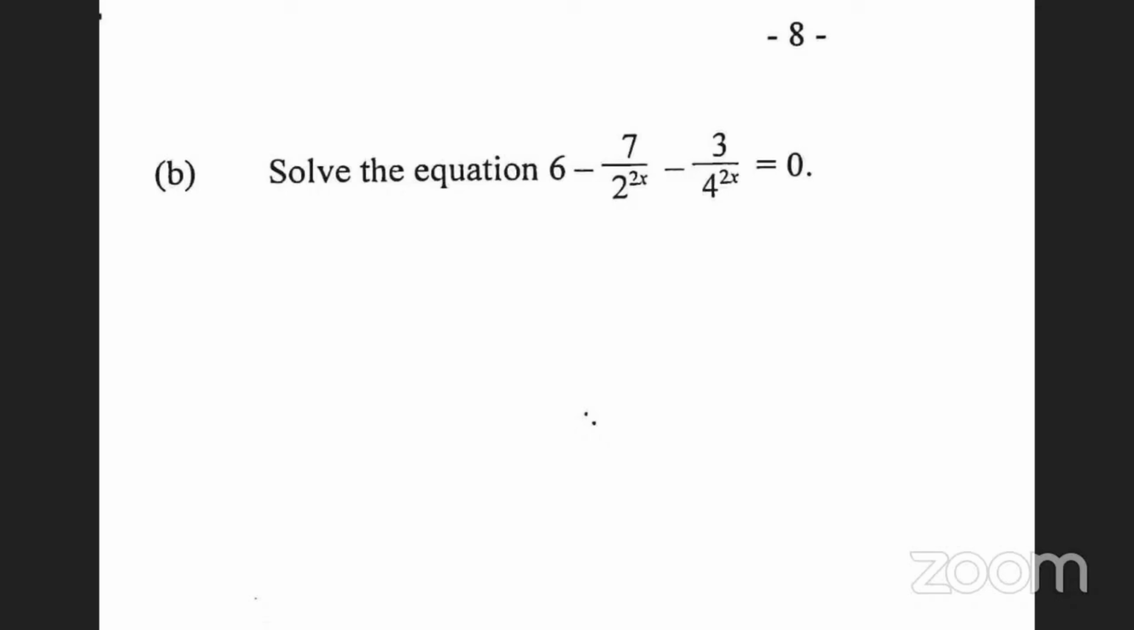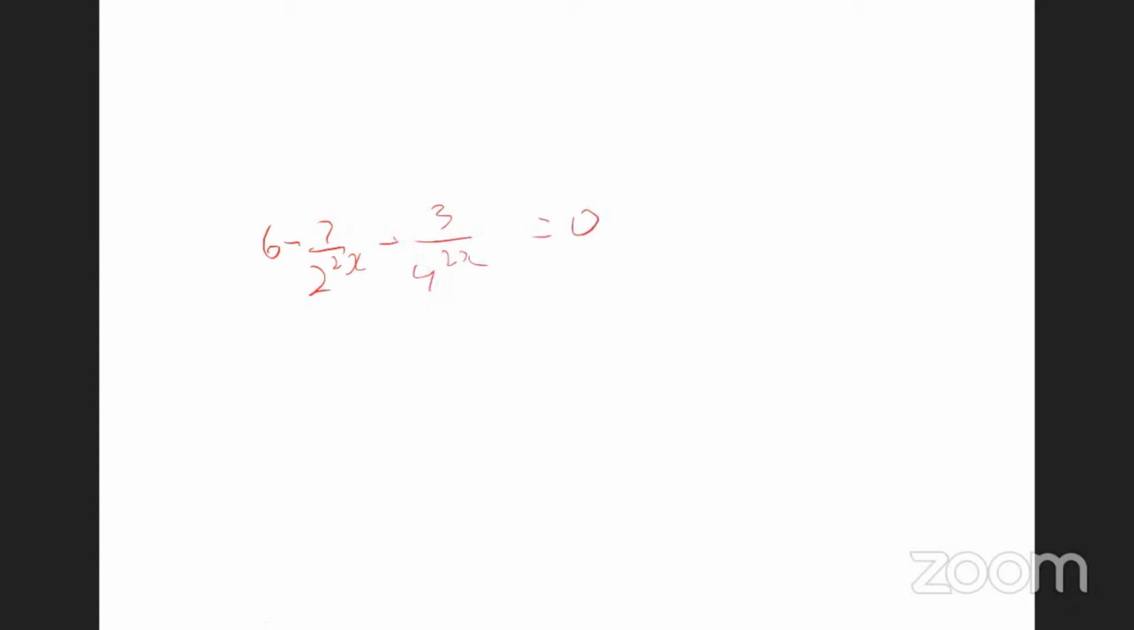All right, now we're almost done. I'll give you a break after this one. The problem here, we had to make a substitution. So let's see what we have here: 6 minus 7 over 2 to the 2x minus 3 over 4 to the 2x equals 0.